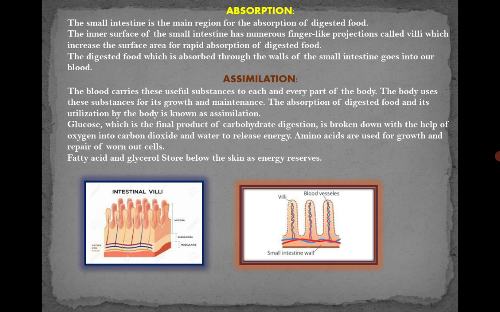Glucose, the final product of carbohydrate digestion, is broken down with the help of oxygen into carbon dioxide and water to release energy. Amino acids are used for growth and repair of worn out cells. Fatty acids and glycerol are stored below the skin and serve as energy.